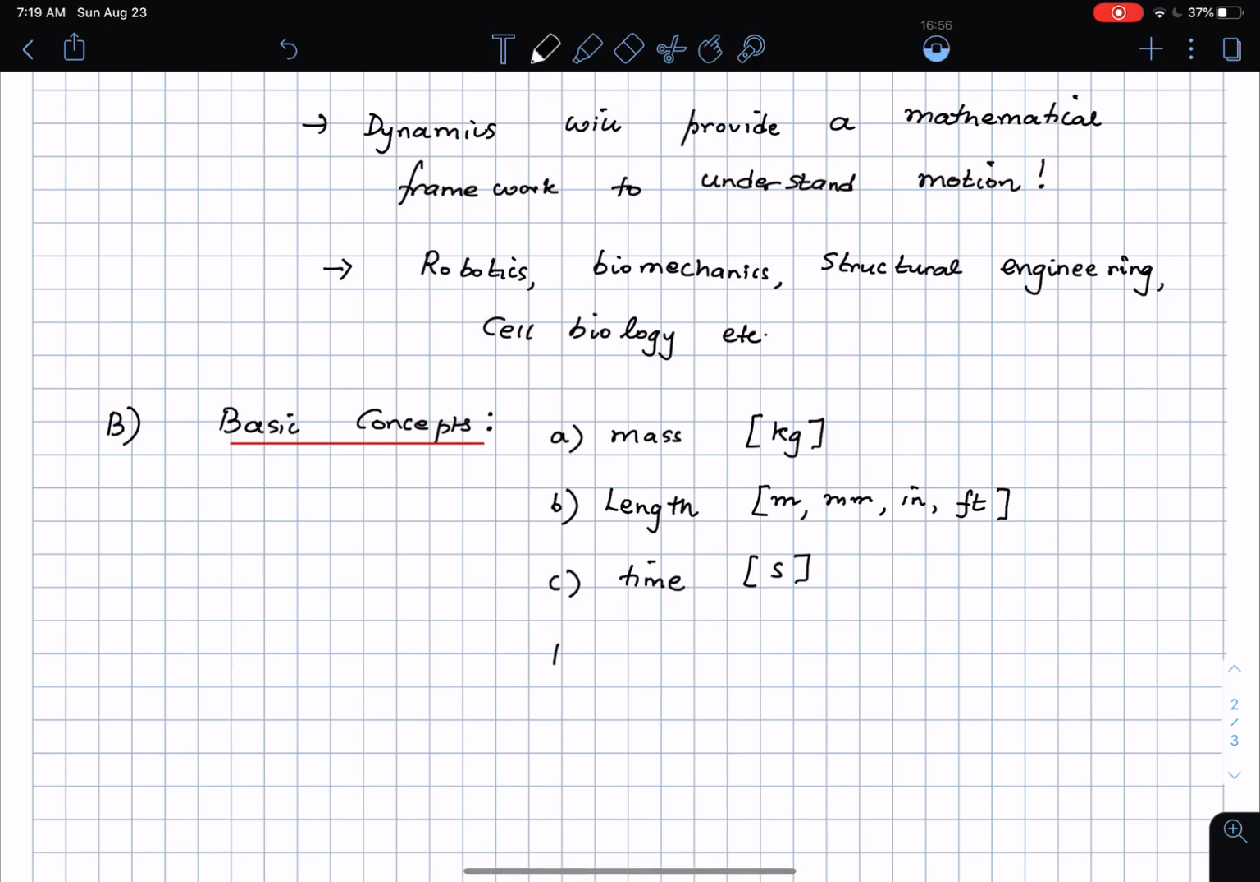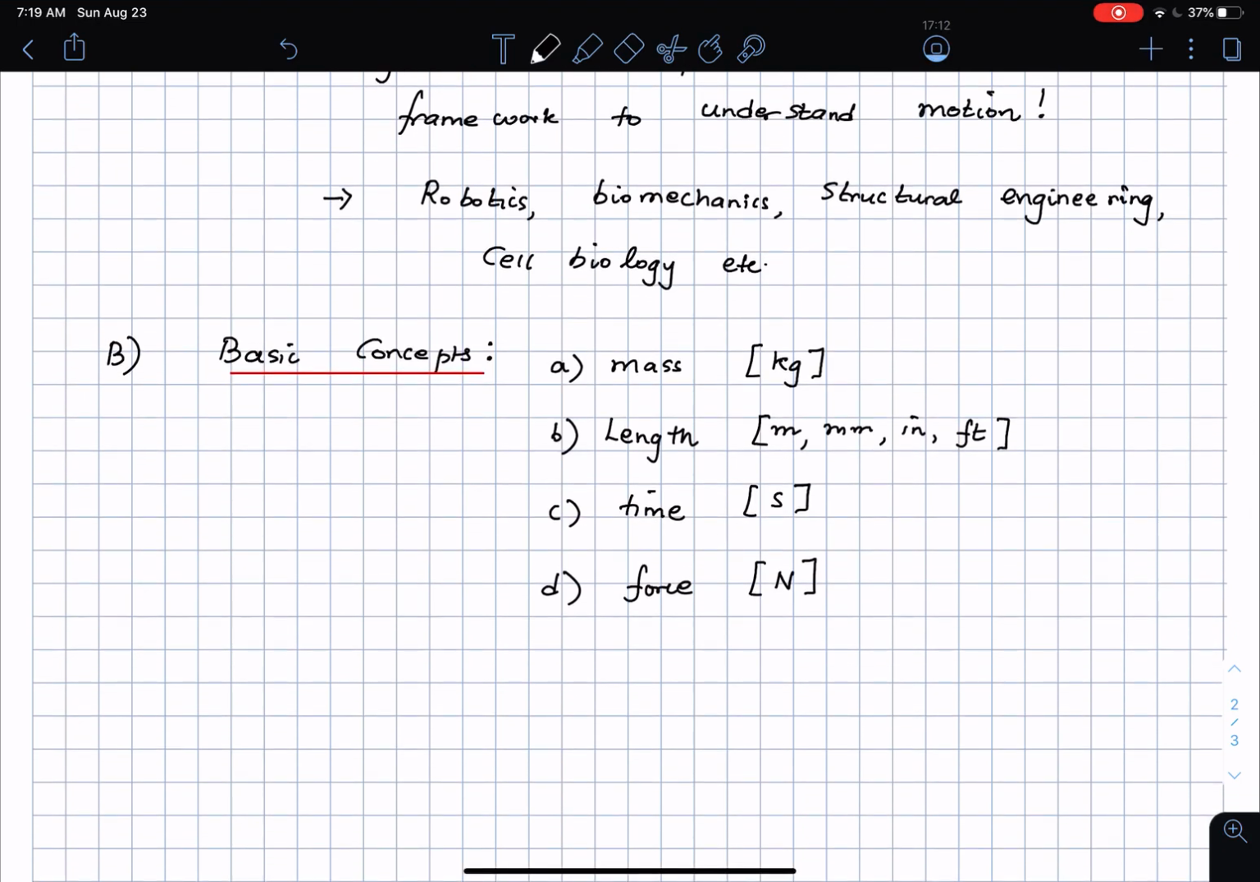And then we have the quantities of force, which is the contact of one body on another, or it could be through action from a distance, in the form of gravity forces and so on. Force will have the units of newtons, named after Isaac Newton. And typically when you read about forces, you will also have the associated quantities such as couple moments, which will have units of newton meters.